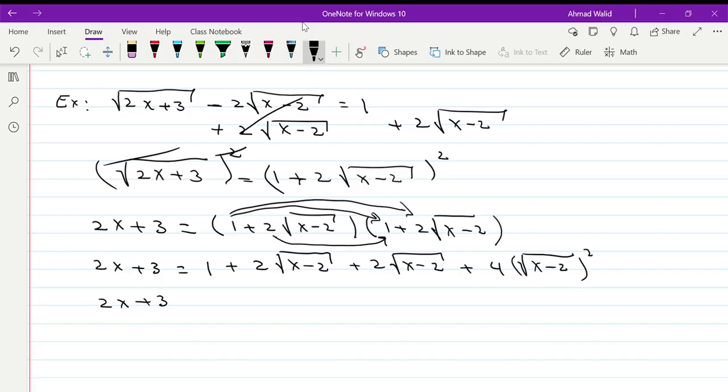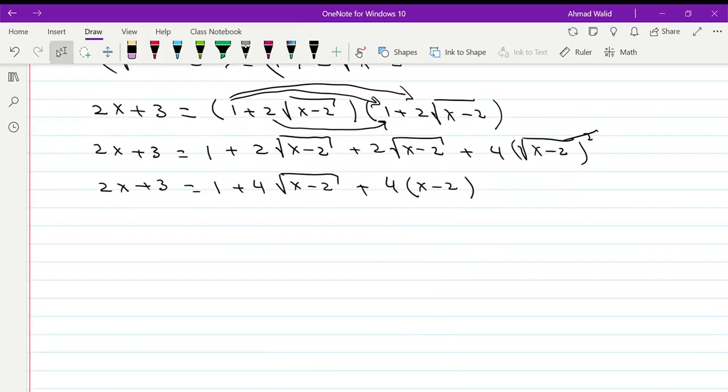2x plus 3 equals 1. 2 radical x minus 2 plus 2 radical x minus 2 gives you 4 radical x minus 2, plus 4 times, here the square root cancels out with the square, 4 times x minus 2. Now simplify a little bit the right side, then move everything after that. Move everything that radical is not involved in to the other side of the equation and keep the radical alone on one side. Correct? But before that, distribute this also and combine like terms.